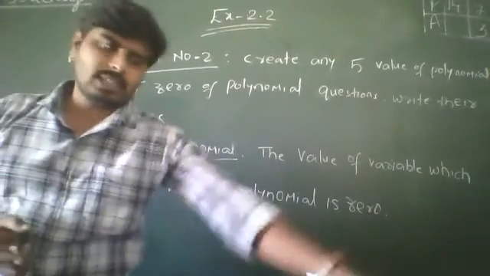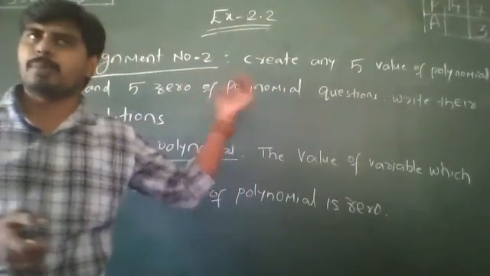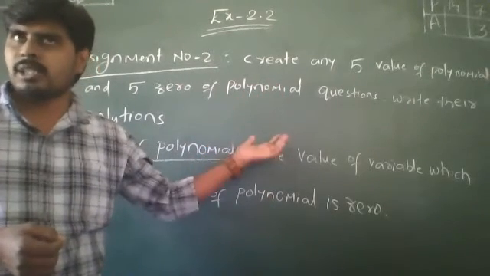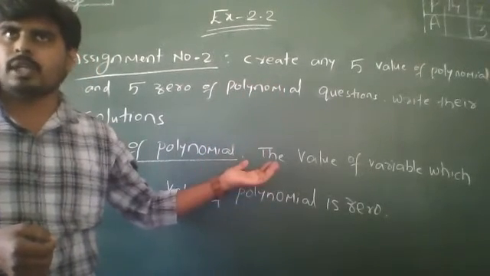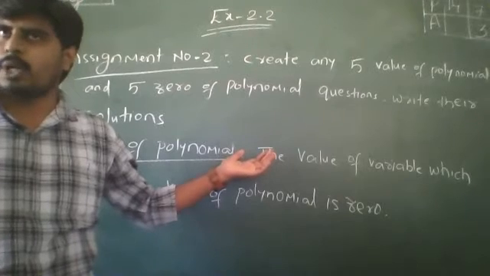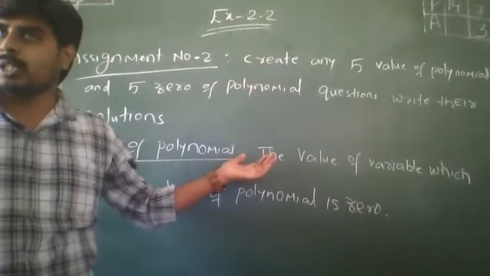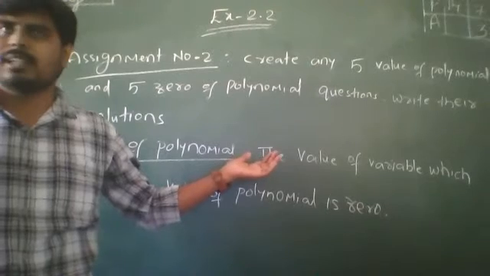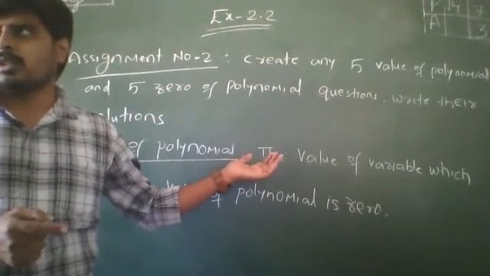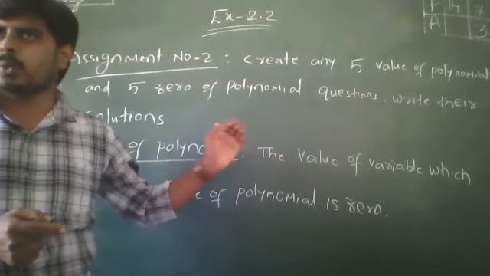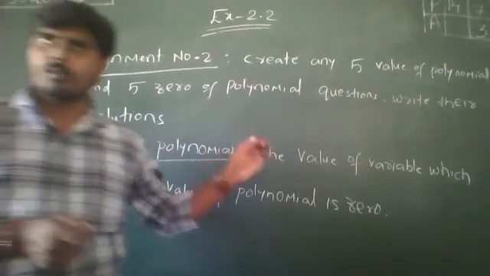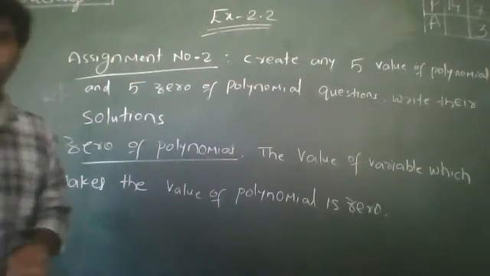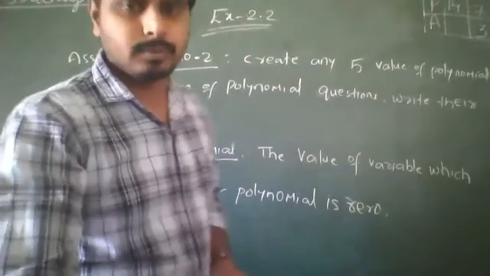You must write first the definition of value of polynomial. Then create 5 questions. Then write their solutions. And then next, zero of polynomial definition, and questions with solutions. Everyone should create different questions. Okay, otherwise shall I make a group? Okay, I'll give you the groups. Let us prepare the rough work for this. I'll make the groups. Okay, right.